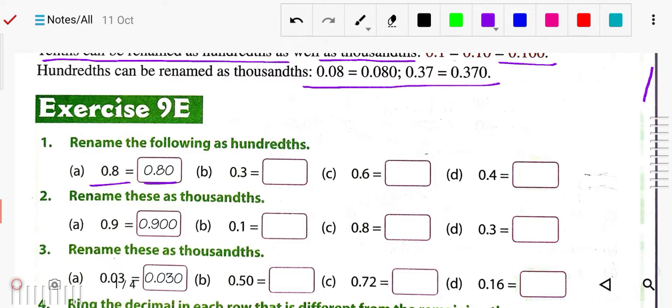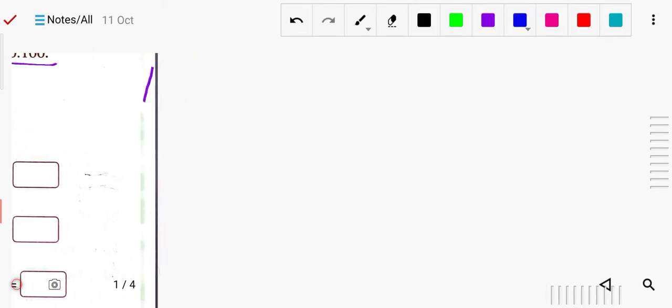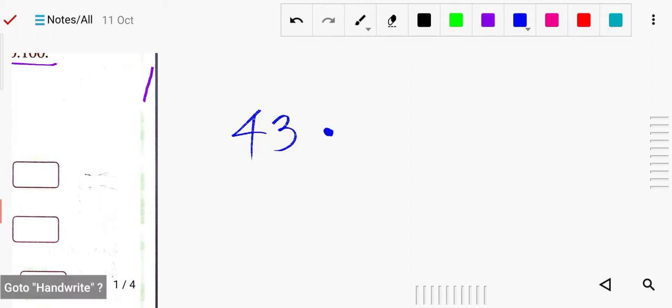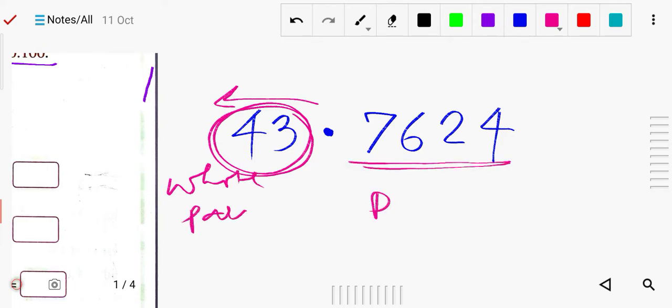So hundredths means how we can read decimal numbers. You know it already, we have discussed it. So there is a point, then 7, 6, 2, 4. How will we read it? We know the left side of the decimal is the whole part, and the right side of the decimal we call the decimal part. Already we knew about this decimal part.